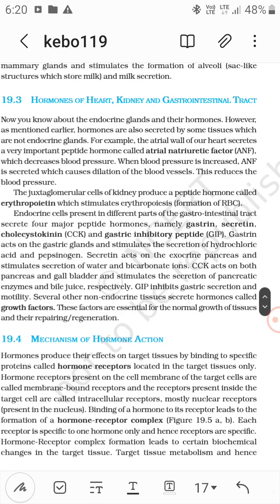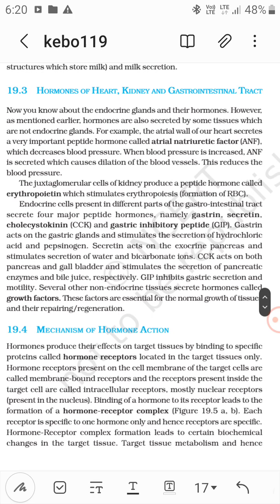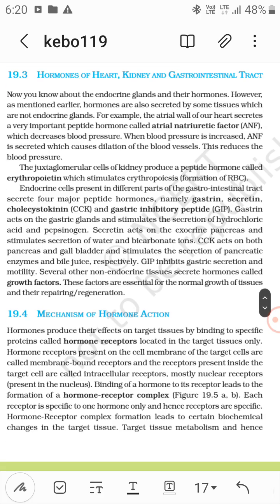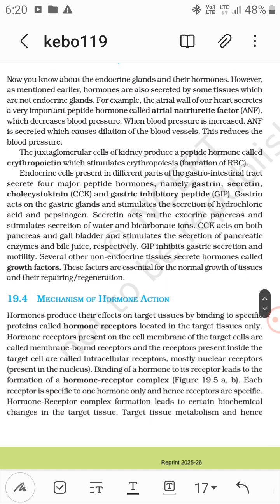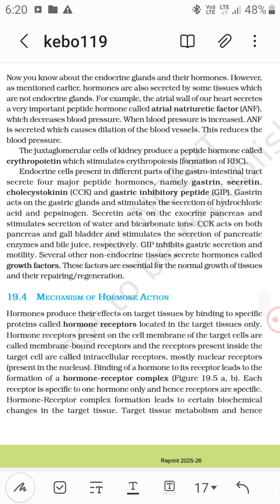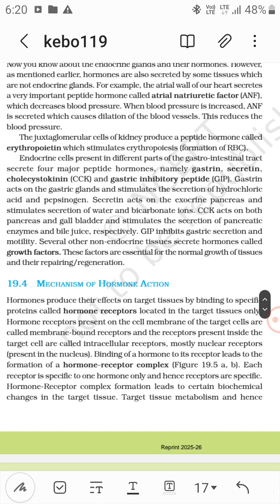Endocrine cells present in different parts of the gastrointestinal tract secrete four major peptide hormones, namely gastrin, secretin, CCK, that is cholecystokinin, and gastric inhibitory peptide, GIP. Gastrin acts on the gastric glands and stimulates the secretion of HCl and pepsinogen. Secretin acts on the exocrine pancreas and stimulates secretion of water and bicarbonate.